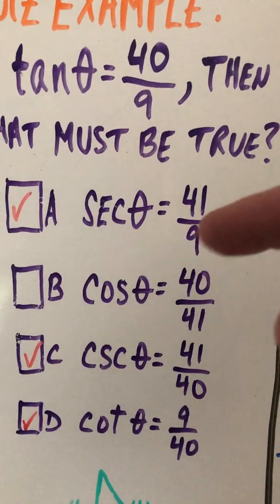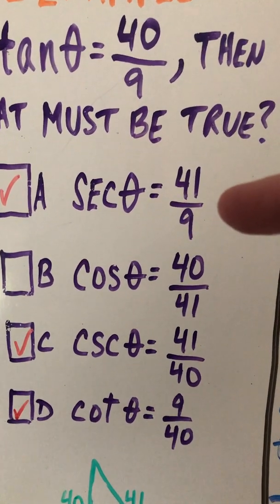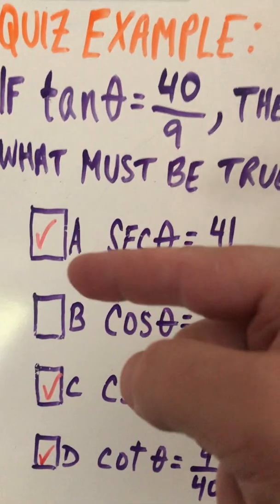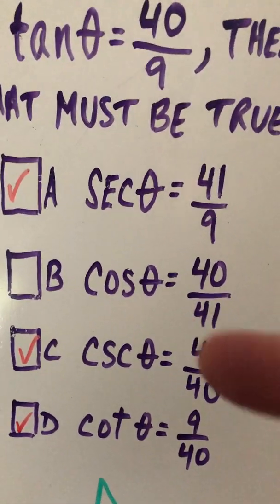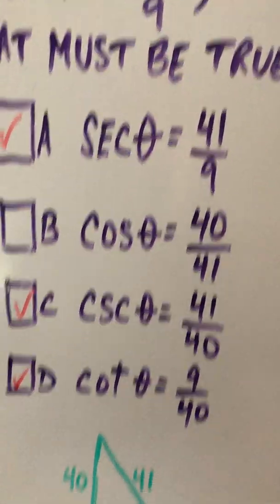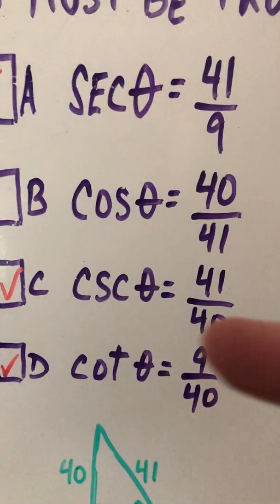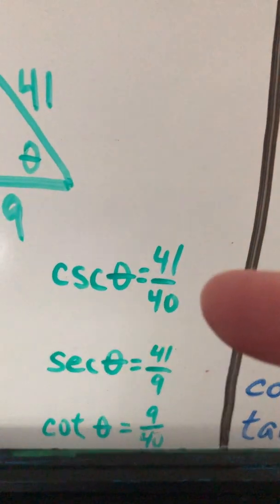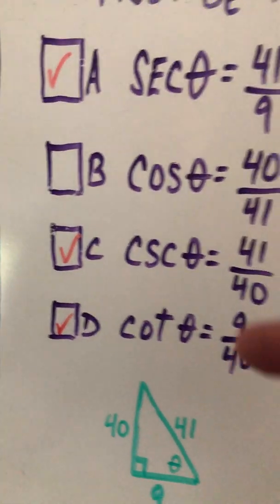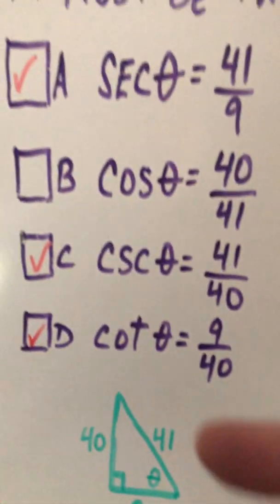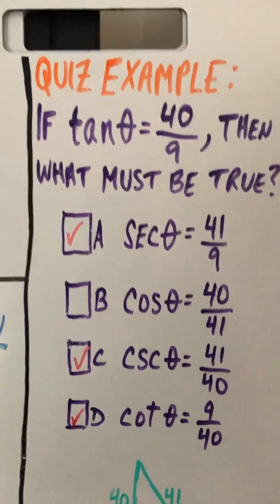So now you say here, is secant 41 over 9? And you go down and yes, it is. Check it. Is cosine 40 over 41? No. Is cosecant 41 over 40? Yes. Check it. Is cotangent 9 over 40? Yes. Check it. That's how you do that problem, okay?